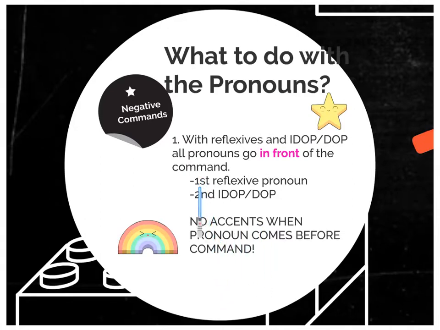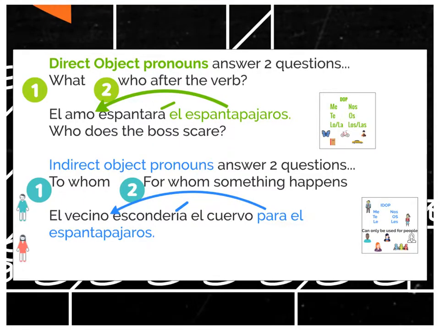So the very first pronoun you're going to have is the reflexive pronoun, and then you will have your direct and your indirect object pronoun. This screen looks a bit messy, but I think that it is great. This is just for review of what exactly is a direct object pronoun and what exactly is an indirect object pronoun. You should have learned this from Spanish 2, but if you didn't, here you go.